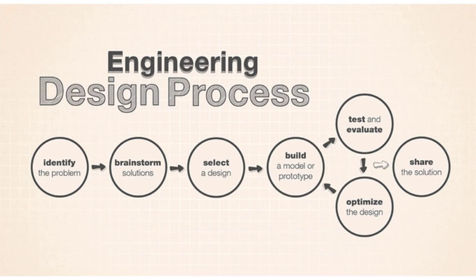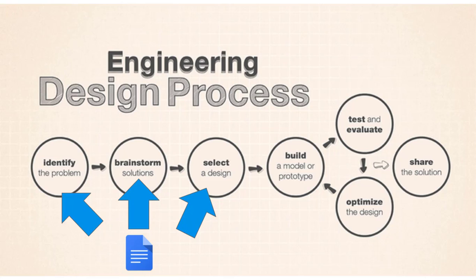So let's look at where we are so far in the engineering design process. We've used Google Docs to identify the problem, brainstorm solutions, and then students can select a design from the resources that they've collected. The next step will be to build their model or their prototype. In this case, they're just going to build their paper airplane. So once that's done, they're ready to test and evaluate.